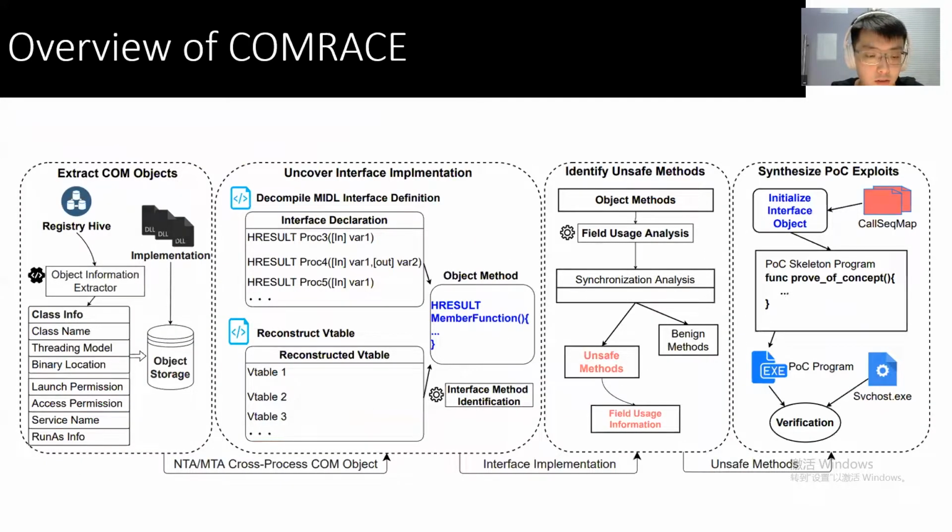In order to effectively detect data race problems in the large size of COM binaries in the underlying system, we propose a static solution named COMRace. COMRace solves the problem in 4 steps: extract COM objects, uncover interface information, identify unsafe methods, and synthesize PoC exploits.